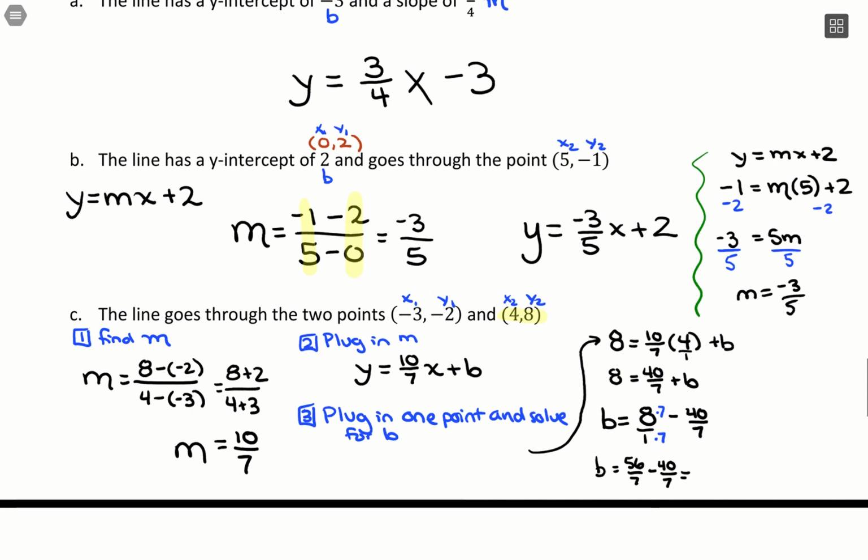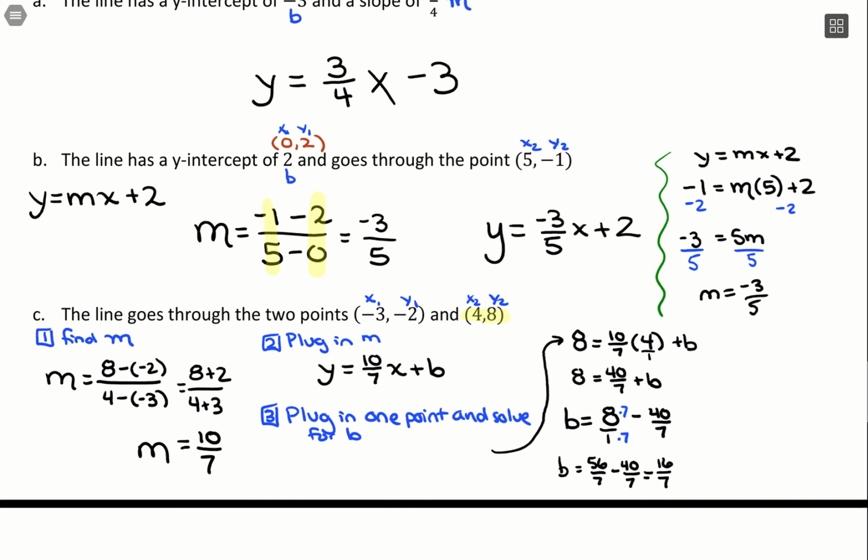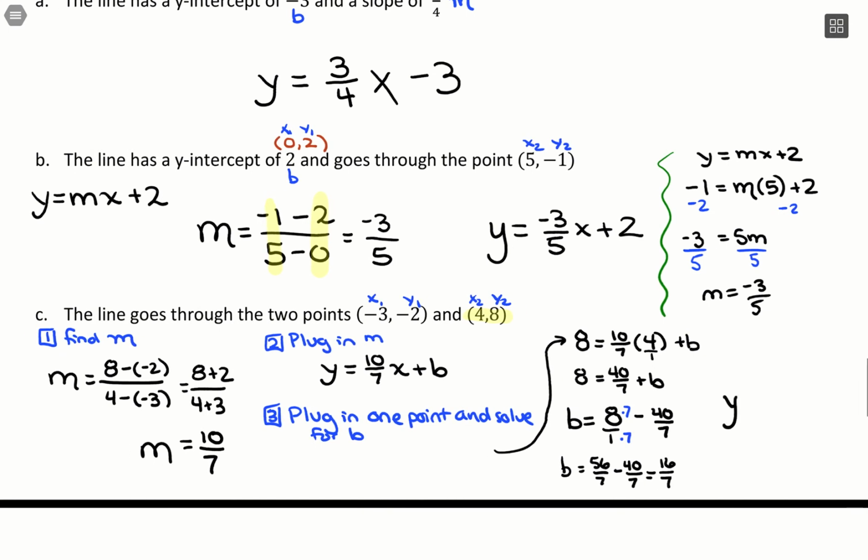Sorry, just checking my work real quick. All right. So our final equation is going to be y equals 10/7 x plus 16/7. All right, so that's how we can find our equations, given different pieces of information.